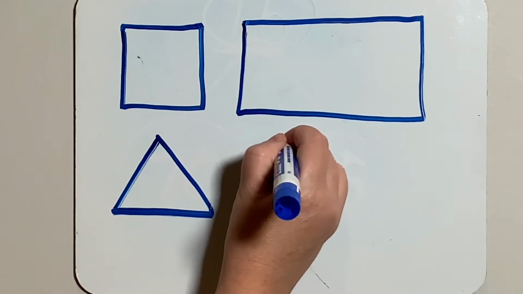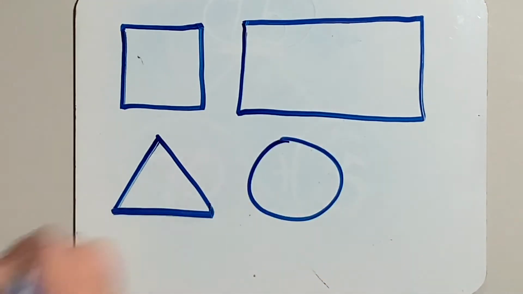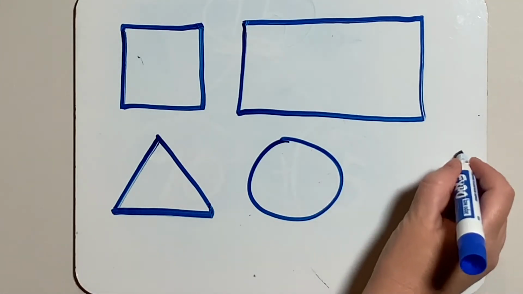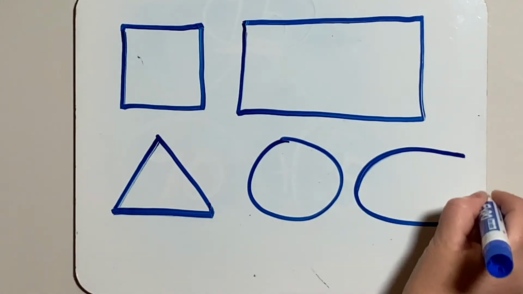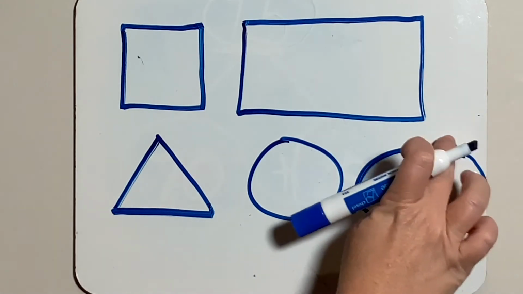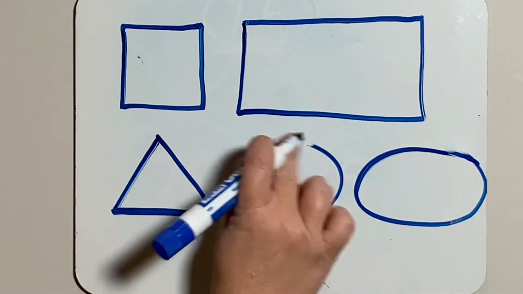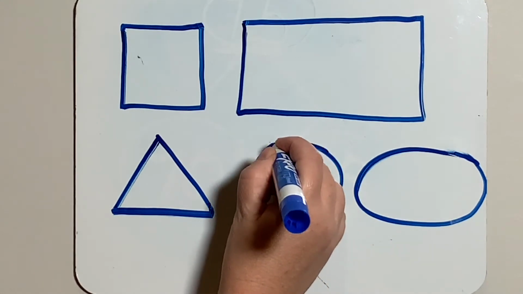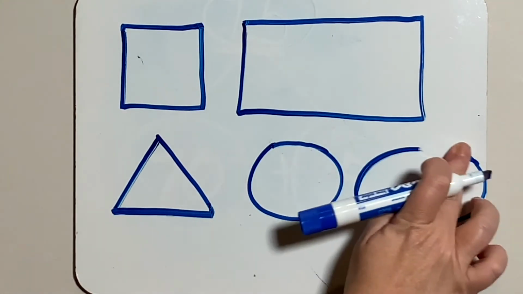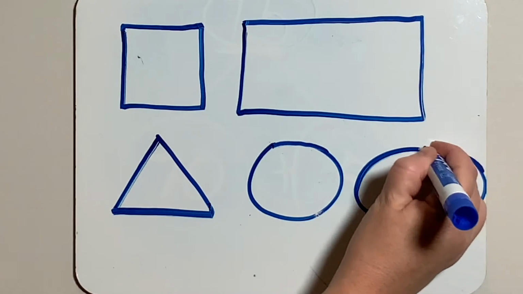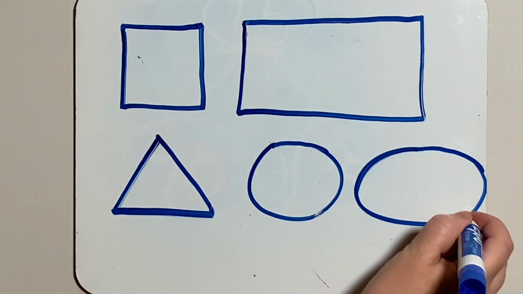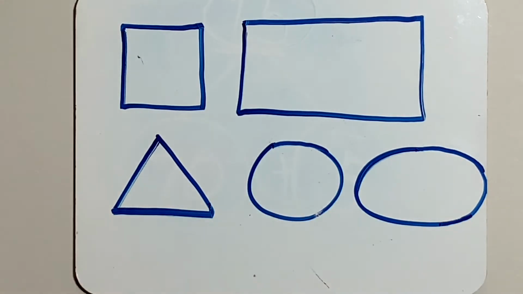Now let me show you some other shapes that we're going to use today. Here we have a circle, and here we have an oval. And you know, it's not perfect, but it's close enough. I just want you to look at these. These are very similar because they're both made with curvy lines, right?